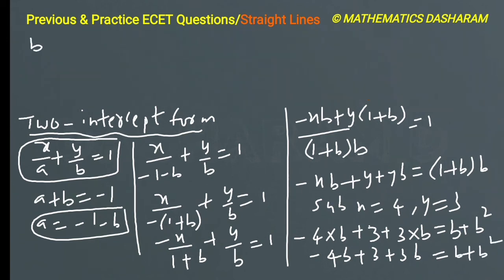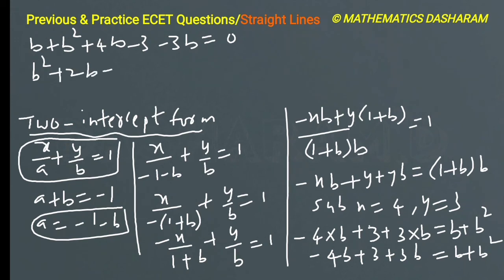So b plus b square, transpose these terms to the RHS side. So plus 4b, next minus 3b, minus 3 equals 0. So b square, b plus 4b is 5b, 5b minus 3b is 2b. Next the constant number is minus 3 equals 0.